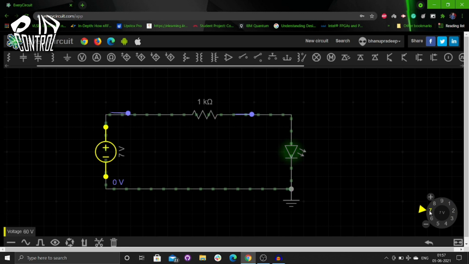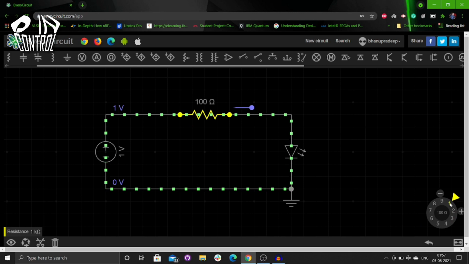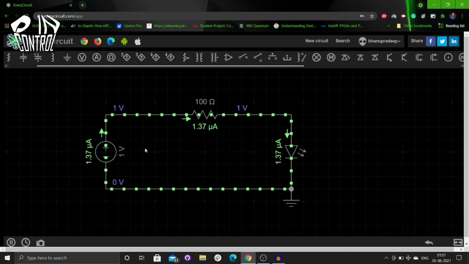Now let us see by changing the value of the resistor what happens. Now I am keeping the value at 1 volt and we will check the resistor's value of 100 ohms. Now check. My input voltage is 1 volt and the resistance is 100 ohms. It is taking 1 volt input and it is giving 1 volt output. By using Ohm's law, we are getting 1 volt, which is insufficient voltage for this LED.